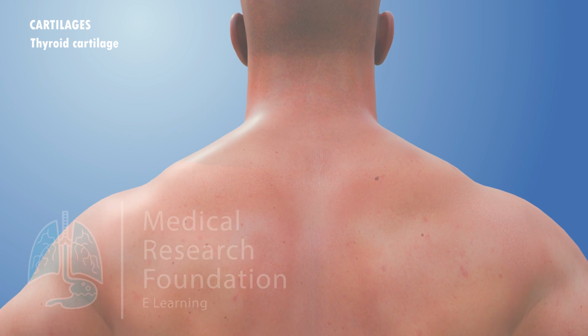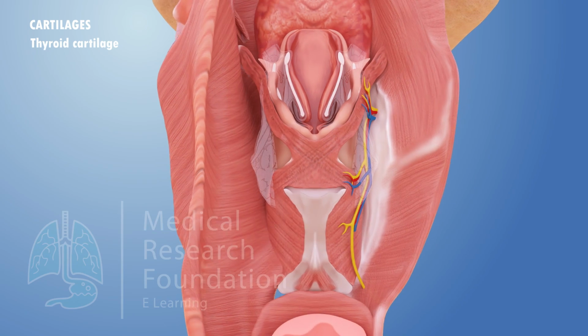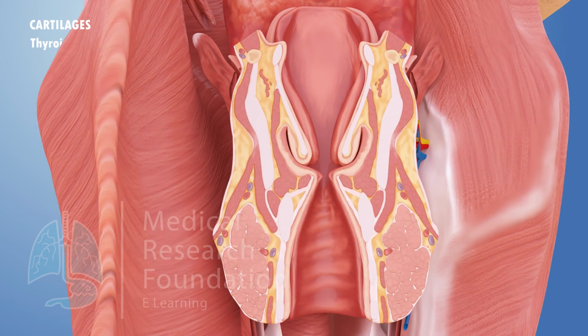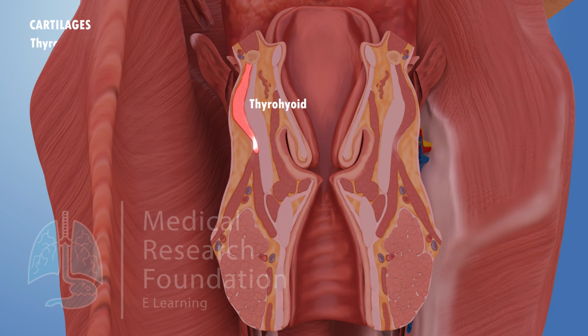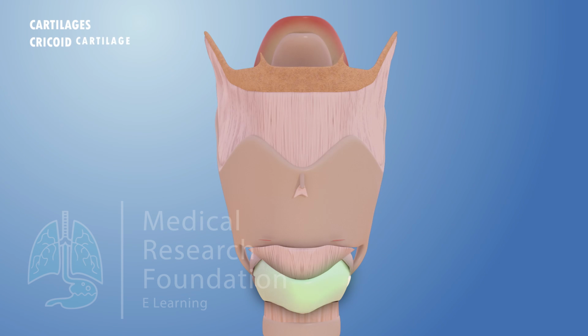The outer surface of each lamina presents an oblique line and provides attachment to the following 3 muscles, from above downwards and from medial to lateral sides. These are as follows: thyrohyoid, sternothyroid, inferior constrictor.